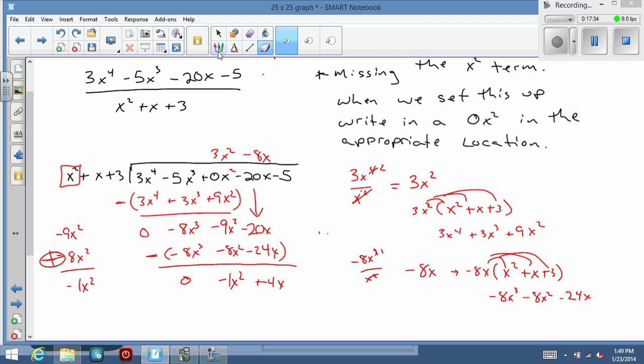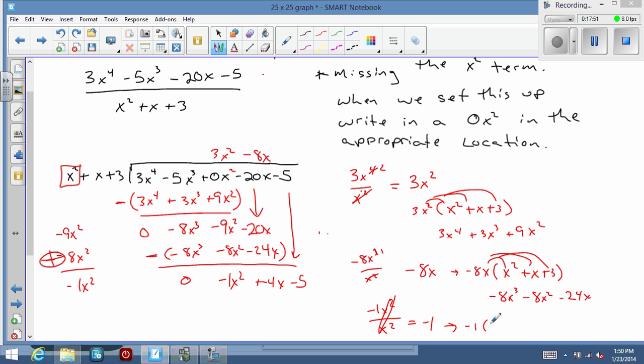All right, and then we're going to take down this minus 5. And how many times does x squared go into negative 1x squared? Well, negative 1x squared over x squared. The x squareds cancel to leave negative 1. So we multiply negative 1 times the x squared plus x plus 3. And when we distribute, we get negative 1x squared minus x minus 3. So we write negative 1x squared minus x minus 3.